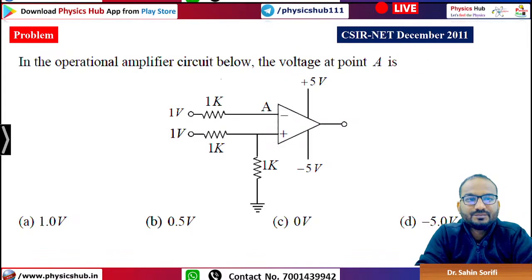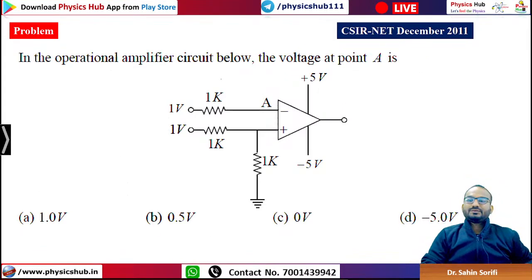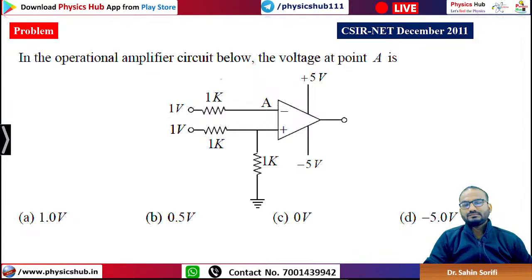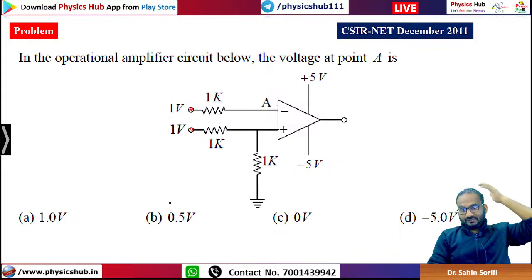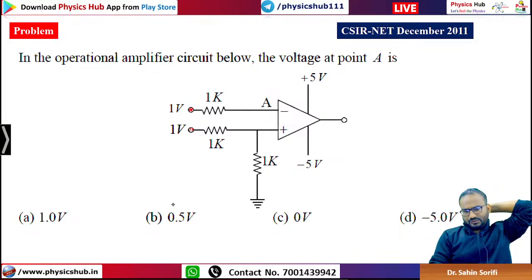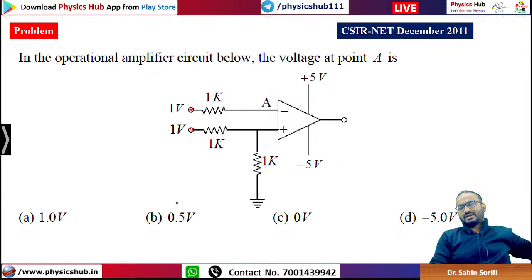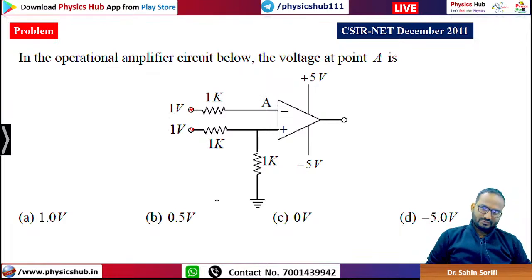Hello, let's solve a problem. In the operational amplifier circuit below, the voltage at point A. Look, one thing I would like to tell you here. Let's say there is no feedback resistance. In that scenario, if you have any input voltage, the gain is infinite, right? Open loop gain for an op-amp is infinite. So will you get infinite voltage at the output?